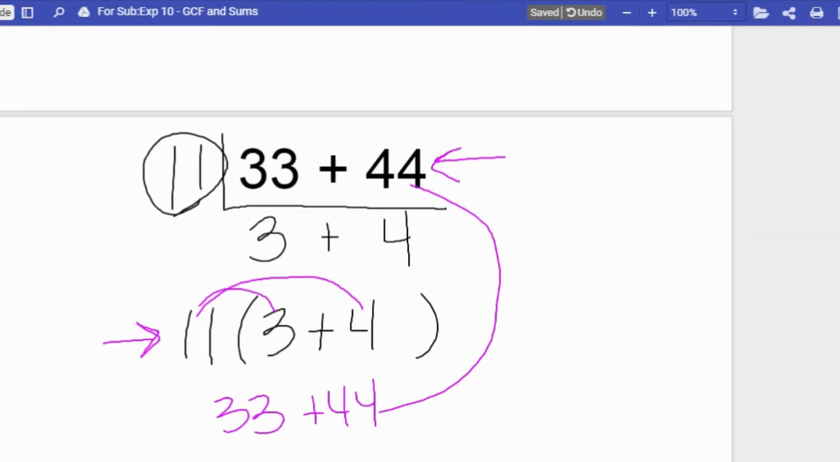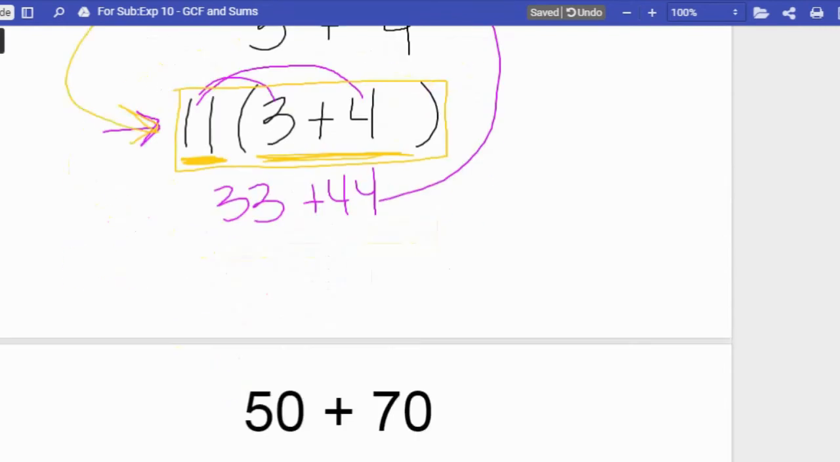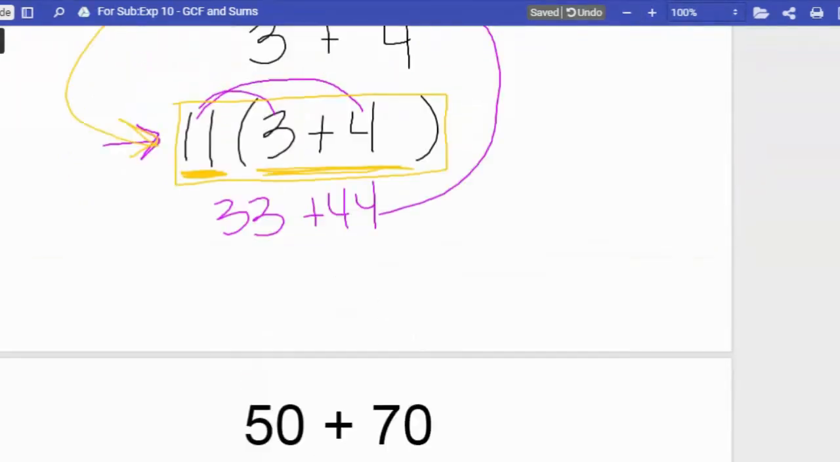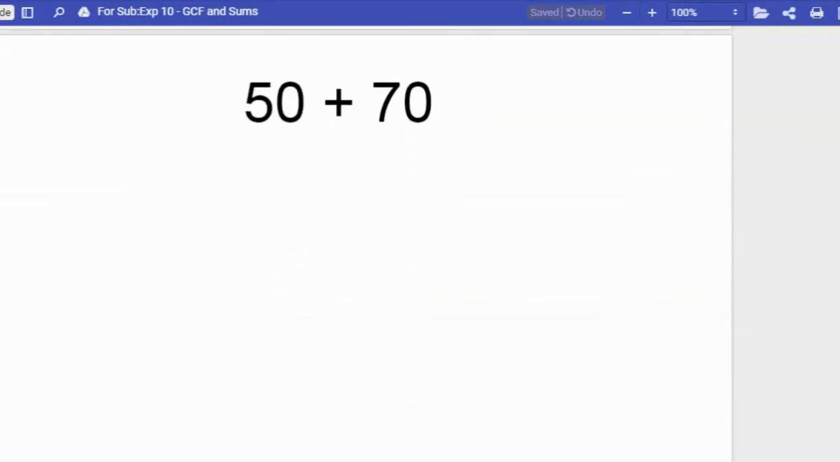So my answer is this right here: 11 parentheses 3 plus 4 parentheses. So when you think of equivalent expressions, we're not getting to a final answer. We're just writing our original problem in a new way, because we want it to be the same, equivalent, but just written in a new way using the GCF.